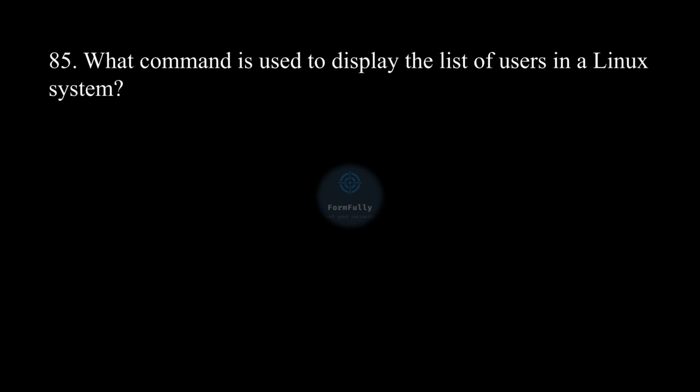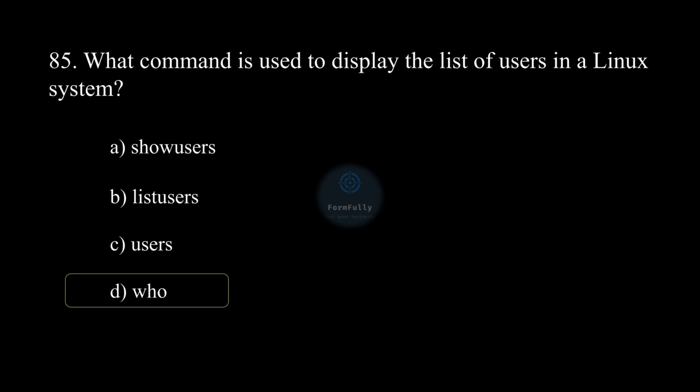Next question. What command is used to display the list of users in Linux system? Options: show users, list users, users, who. So the correct option is D, who. This command is used to display the list of users currently logged into the Linux system. Other options might seem appropriate but are not the standard commands to display the list of users. So correct option is D.